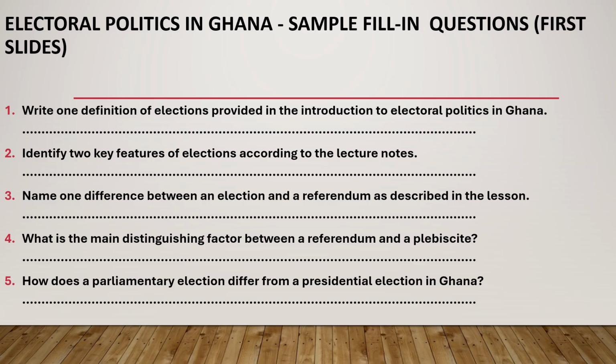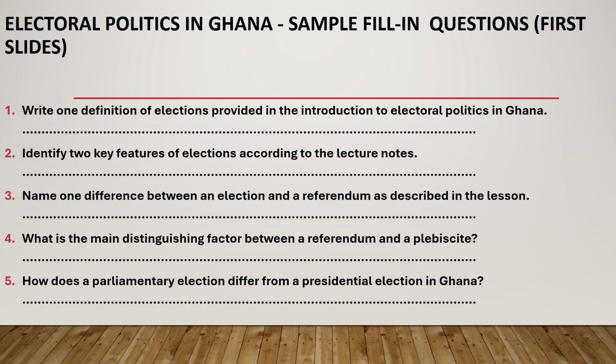Also, we're going to look at some filling questions and how you can answer them, or how these questions may go. For example, the first question is: write one definition of election provided in the introduction of elections and politics in Ghana. So you can decide to answer in this way: elections are a formal process by which a population chooses an individual to hold public office or select those who govern them. The other electoral definitions I gave earlier in our slides, you can also have in mind. You can write them down.